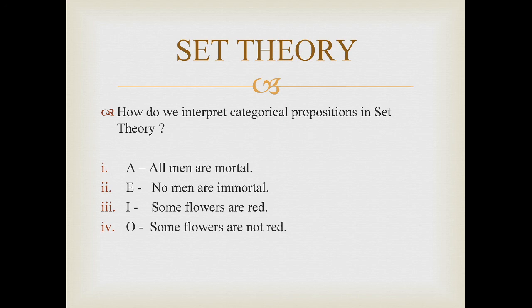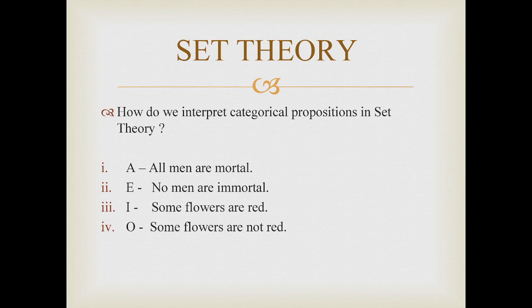The I proposition is: some flowers are red. Flowers that are red form a set that has at least one member. We know that a rose is red and a rose is also a flower. Rose belongs to the flower set and rose belongs to the red set. Therefore, some flowers are red. The interpretation is F intersection R is not equal to 0, because there is one member, that is rose.